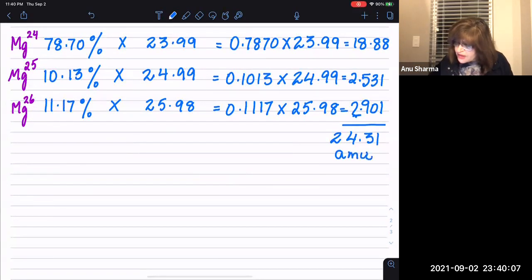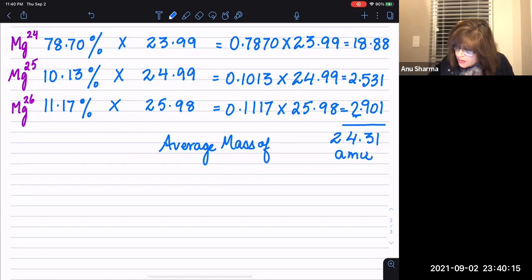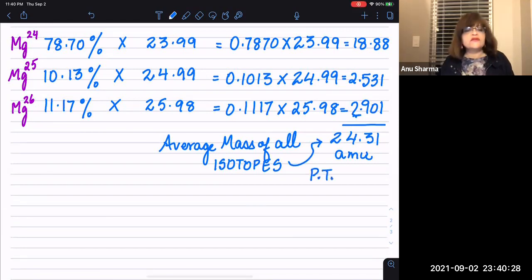Now, this is the atomic mass unit. So this is the average mass of all isotopes. Okay, average mass of all the isotopes. And this is what we put in the periodic table. Okay, so this is one piece.